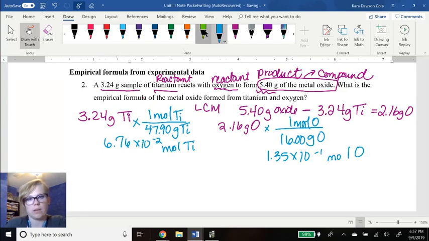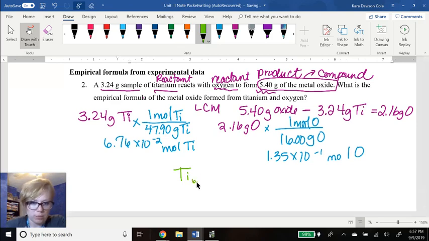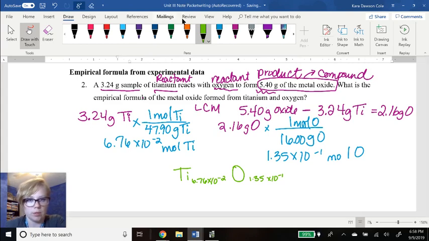So now I get to write my pseudo formula. I know that titanium has to come first because titanium is a metal. So I'm going to put 6.76 times 10 to the minus 2 as the subscript here. And then I'm going to put oxygen, with 1.35 times 10 to the minus 1. Okay, so those are my subscripts.